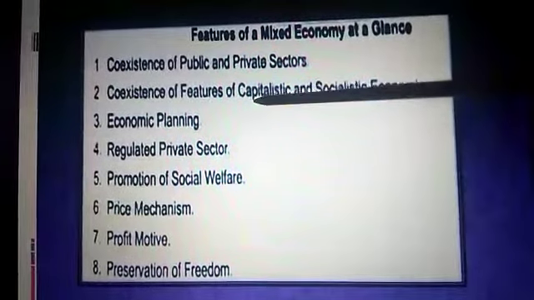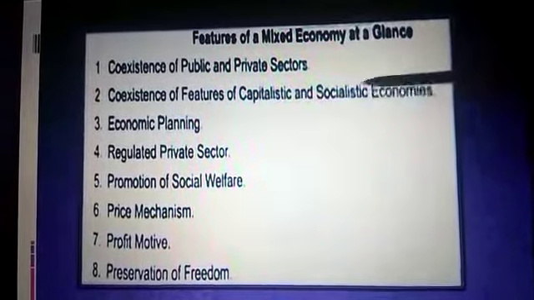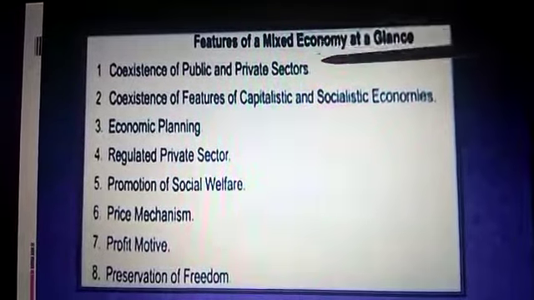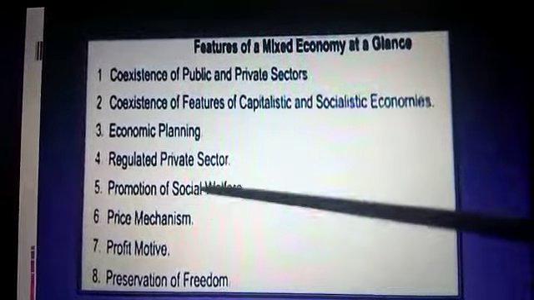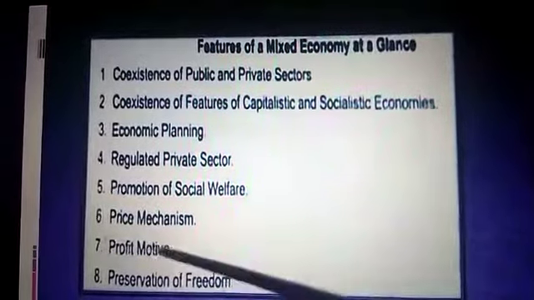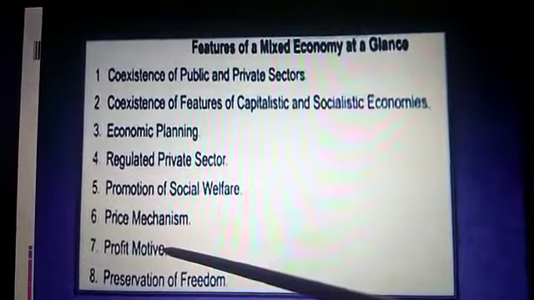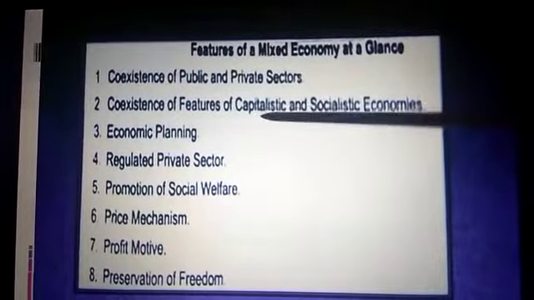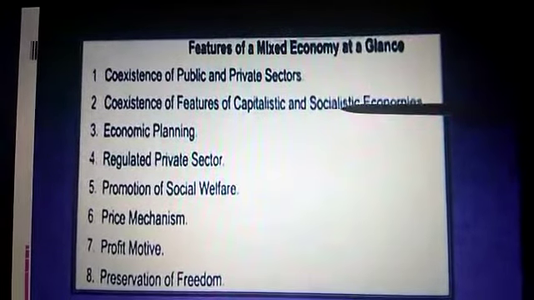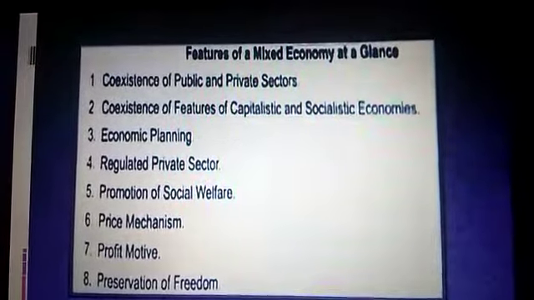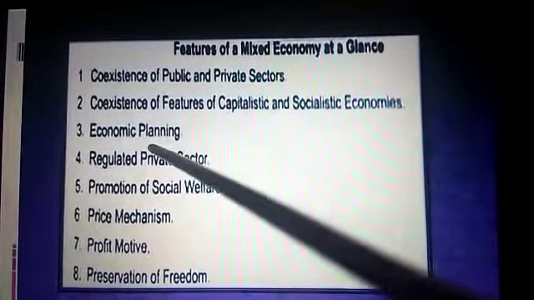In capitalistic economy, the motive is profit. Socialistic economy, the motive is social welfare. Mixed economy, there is a combination. There is promotion of social welfare plus there is profit motive. Okay? In capitalistic economy, planning is done by the private. Socialistic economy, planning is done by the government. Here there is a combination. Okay, let's look at the next feature.